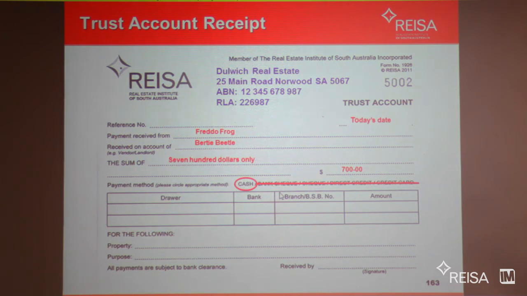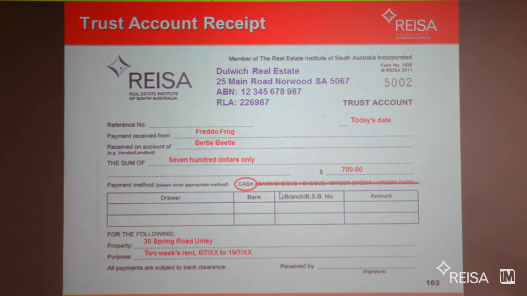See those squares underneath for drawer, bank, branch, BSB and amount. You only fill out that if you are actually paying by cheque or bank cheque. So you wouldn't fill out any of those details when you are paying by cash. And then you have for the following. The property is 30 Spring Road, Unley. Okay, so that's straightforward. You have to have the name of the property and the purpose.